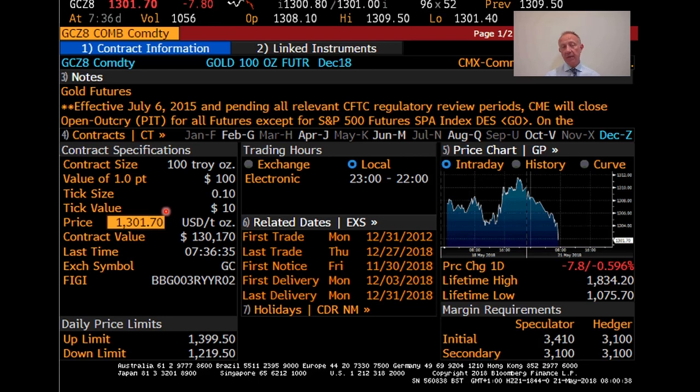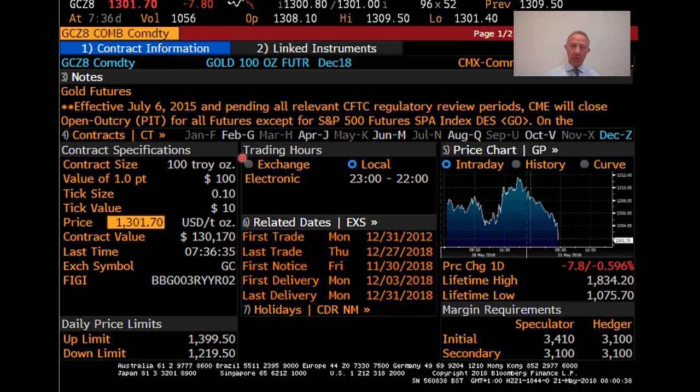Each time the price of gold rises by $1 or 1 point, for example, if it went to $1,302.7 an ounce, we will receive $100. If the price rose by 5 points, we would receive $500. If the price fell by 2 points, we would have to pay $200. And these cash inflows and outflows will happen every single day. And they happen through a margin account.